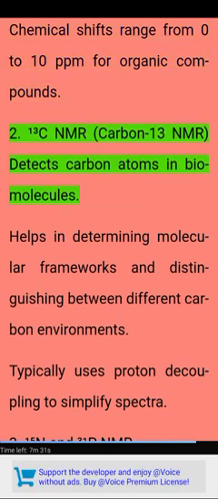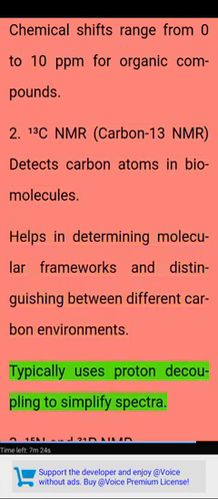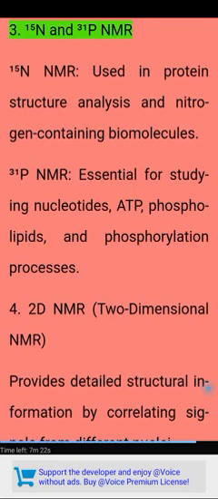2. ¹³C NMR, carbon-13 NMR, detects carbon atoms in biomolecules. Helps in determining molecular frameworks and distinguishing between different carbon environments. Typically uses proton decoupling to simplify spectra. 3. ¹⁵N and ³¹P NMR. ¹⁵N NMR is used in protein structure analysis and nitrogen-containing biomolecules. ³¹P NMR is essential for studying nucleotides, ATP, phospholipids, and phosphorylation processes.